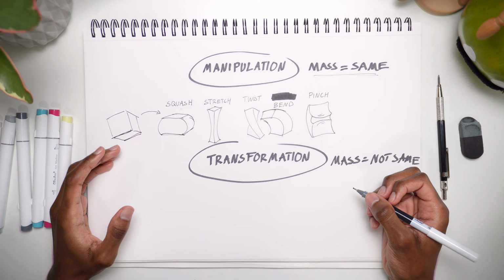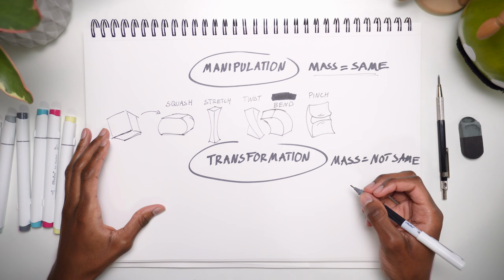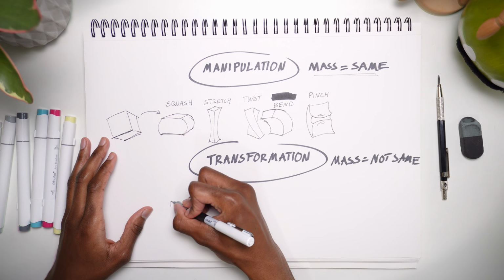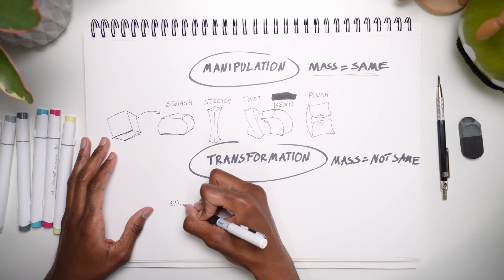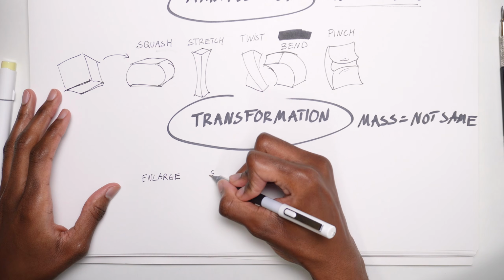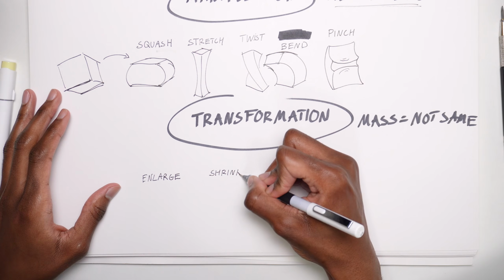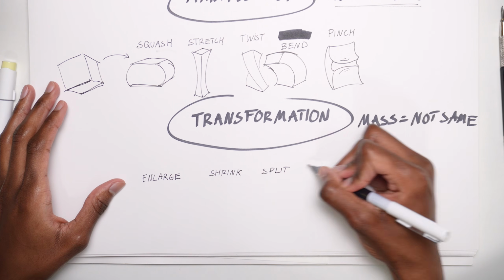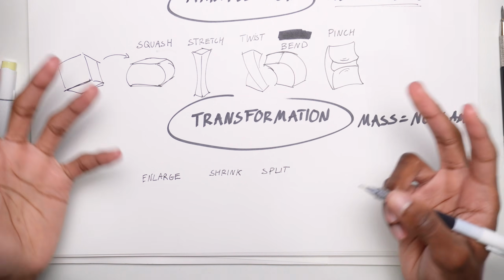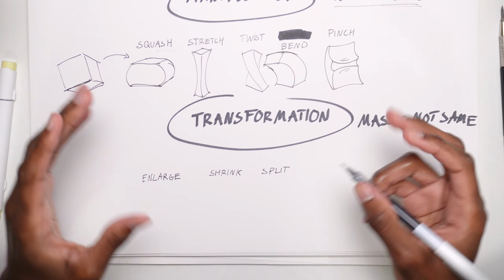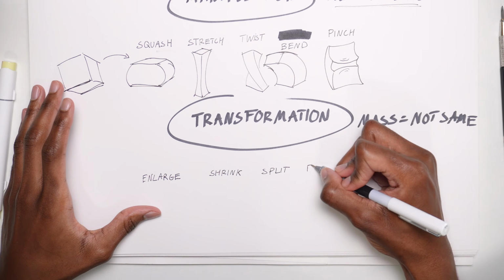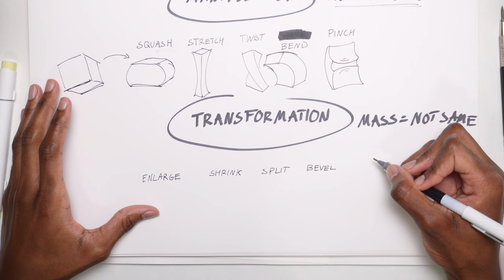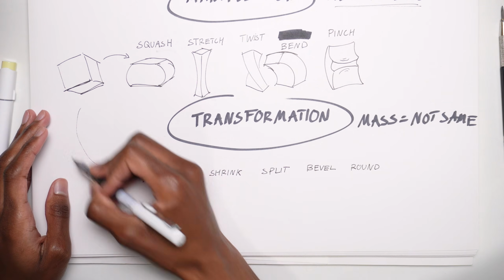Now, what are some examples of common transformations? Some common ones will be to enlarge. We can make something bigger. Then we can also shrink something, make it smaller. We can split it, turn it into two objects. So now they each have a fraction of the mass that the one object had before the split. We can bevel the edge of an object. We can also round. Let's take the cube down here now.